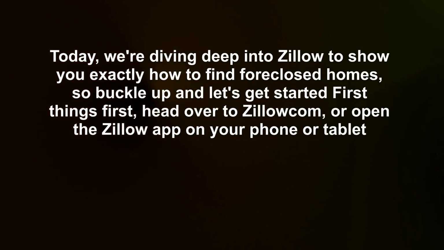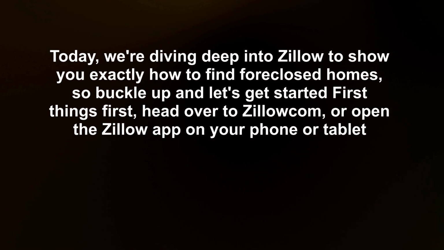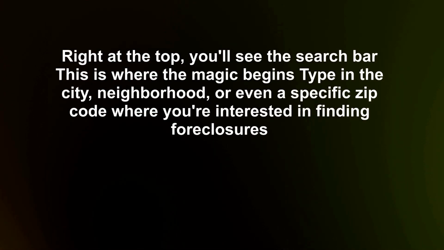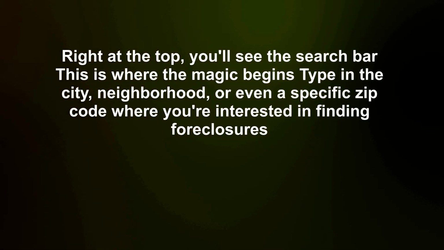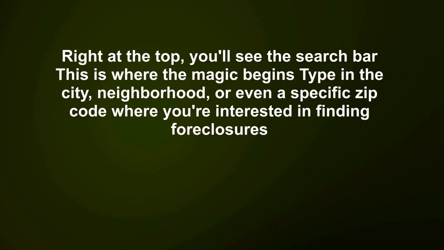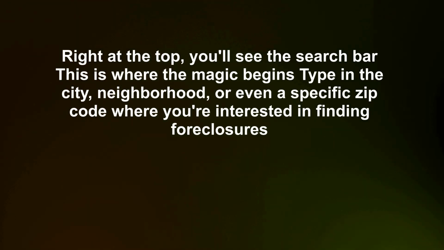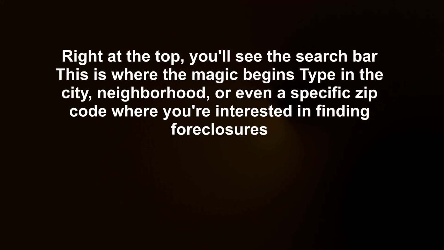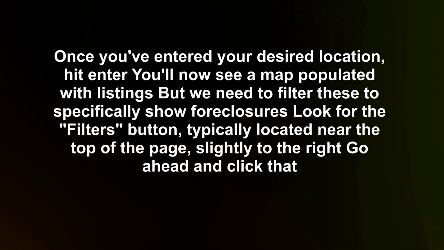First things first, head over to Zillow.com or open the Zillow app on your phone or tablet. Right at the top, you'll see the search bar. This is where the magic begins. Type in the city, neighborhood, or even a specific zip code where you're interested in finding foreclosures. Once you've entered your desired location, hit enter.